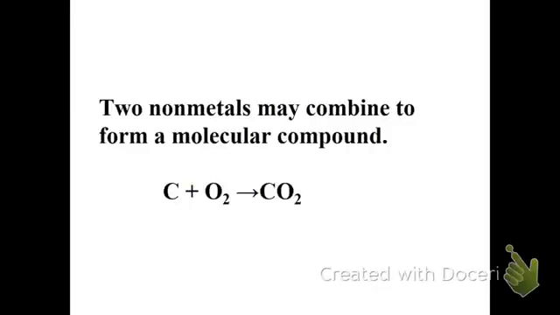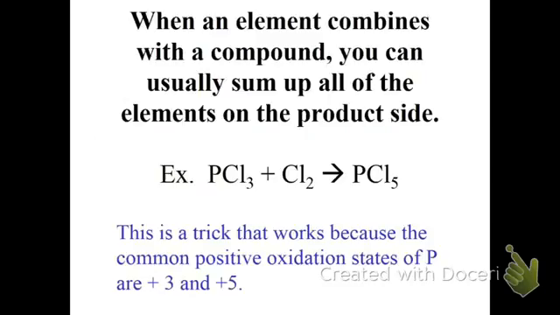Two nonmetals may combine to form a molecular compound. In this case, we're forming carbon dioxide. Just some examples. When an element combines with a compound, you can usually sum up the elements on the product side. And of course, those are going to be molecular compounds because they're both two nonmetals. Usually you can do that. In chemistry, there's always an exception, right?